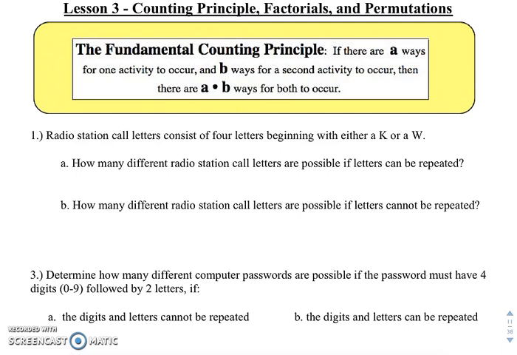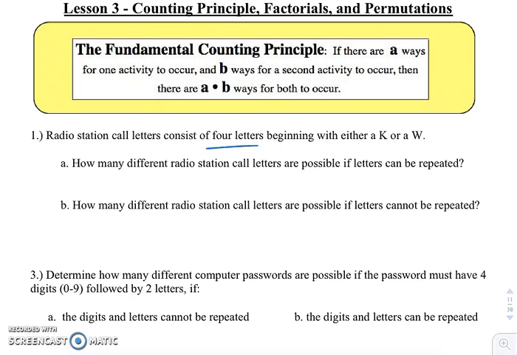So for one, it says radio station call letters consist of 4 letters beginning with either a K or a W. Call letters are like, now I'm a country person, but like 1077 WGTY or 1047 WAYZ, I think it is. So those letters are what they're referring to there, the call letters. How many different radio stations could there be possible if the letters can be repeated?